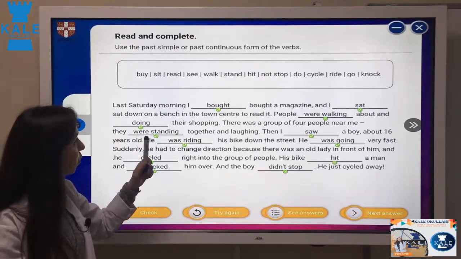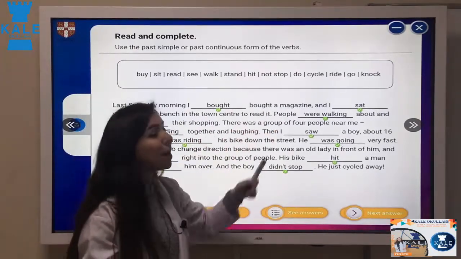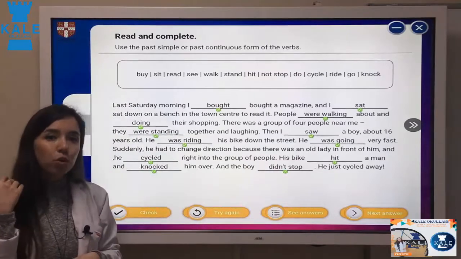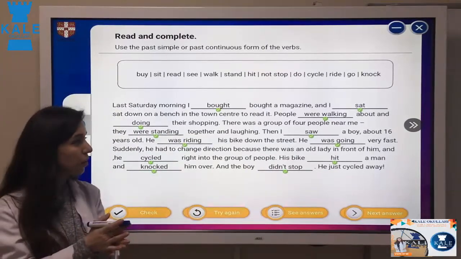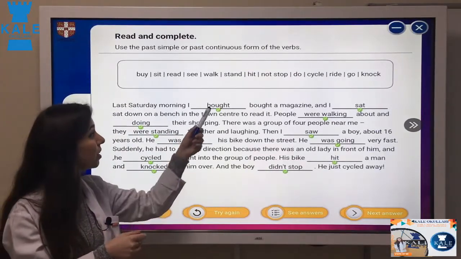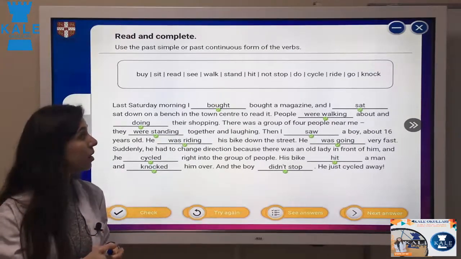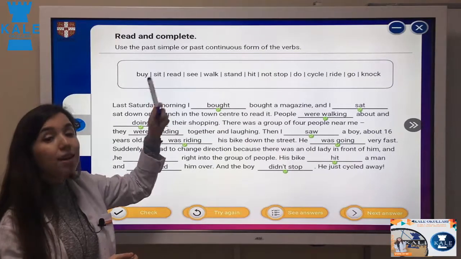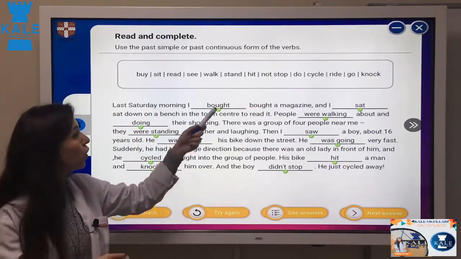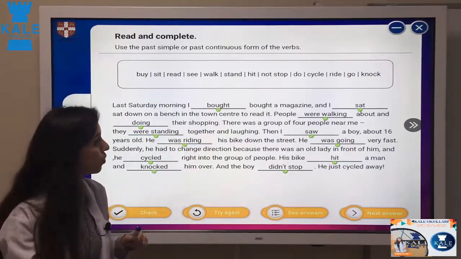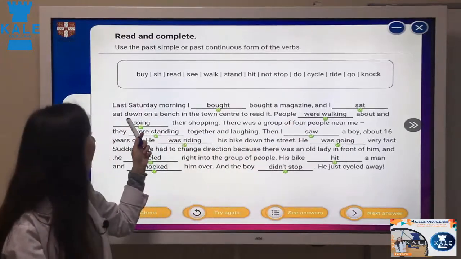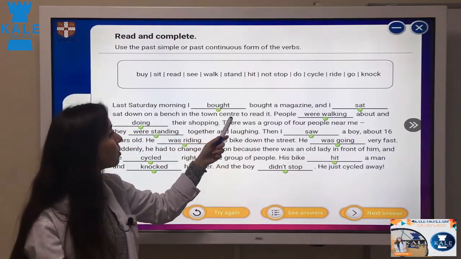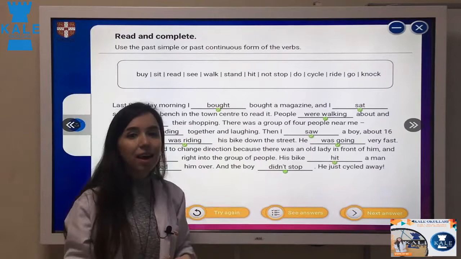Last Saturday morning, I bought a magazine. Last Saturday morning is finished, yes? Because of that, here we have to use past simple. What is our verb? Here we have buy. Buy is an irregular verb, so change the form to bought. And I sat down on a bench in the town center to read it. I sat down.